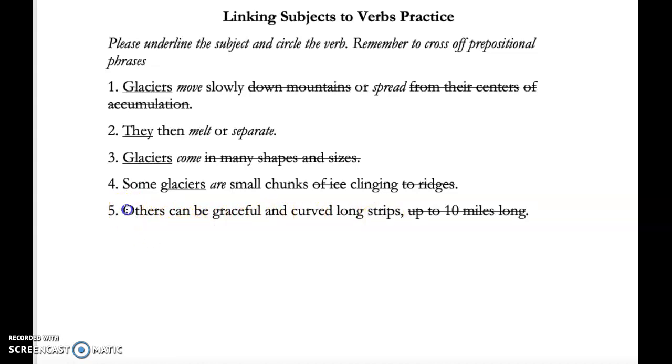In this case, the subject is the word others, and this is an example of an indefinite pronoun. It's referring to something. We know what it's referring to. It's referring to glaciers, right? But grammatically in this sentence, it's standing in for glaciers or for something else. And now we have some examples of a modal verb, can be. Can expresses the possibility of be. Others can be, and that's my subject-verb pair.